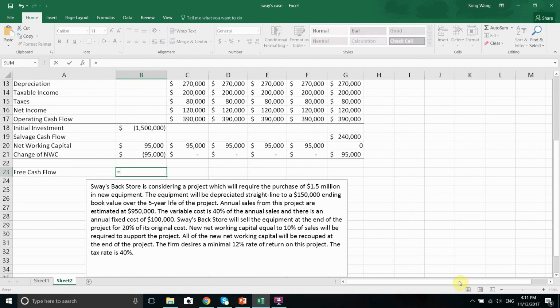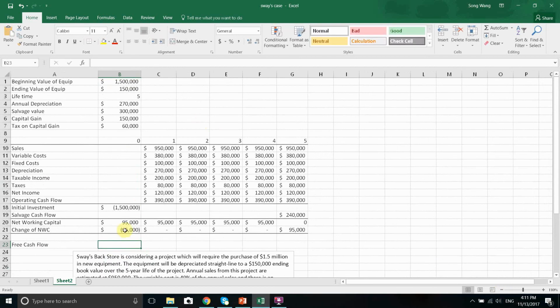One component is operating cash flow. Well, there's none here, but I still click on that cell because I will drag it later. So operating cash flow is one component, and you also have initial investment, and you also have salvage cash flow. Okay, you also have change of net working capital. So that's your free cash flow for year 0. So basically, you spend money to build the equipment, and you spend money to build inventory.